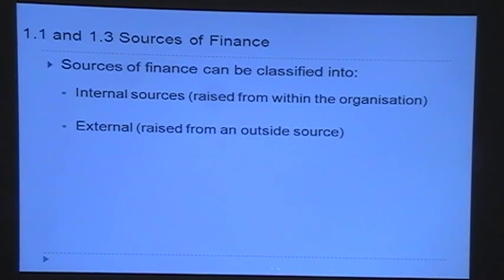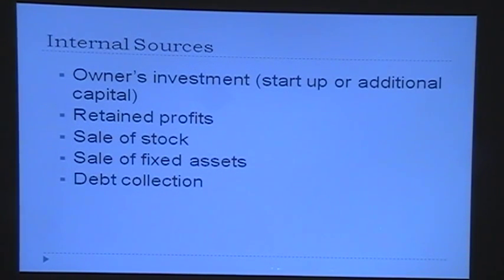So we look at the internal and the external sources of finance used for a business, and that will meet the requirement for assessment criteria 1.1 and 1.3. Take a look at the internal sources of finance: owner's investment, retained profit saved up over the years by the owner of the business, sale of stock or inventory to raise finance, the sale of fixed assets, and debt collection from those owing you. These are all internal sources of finance.